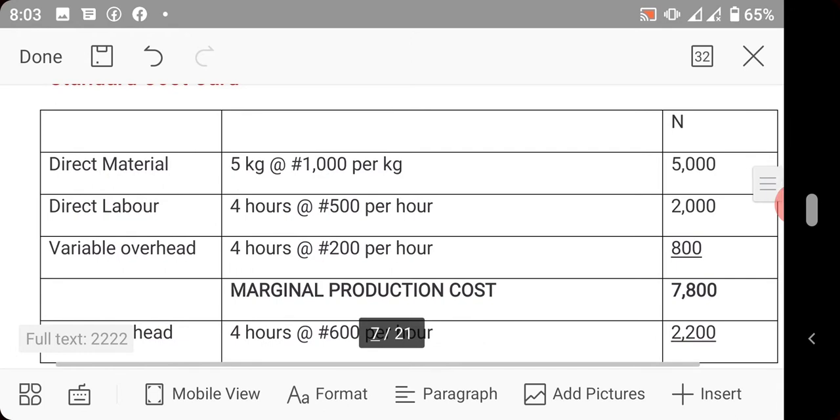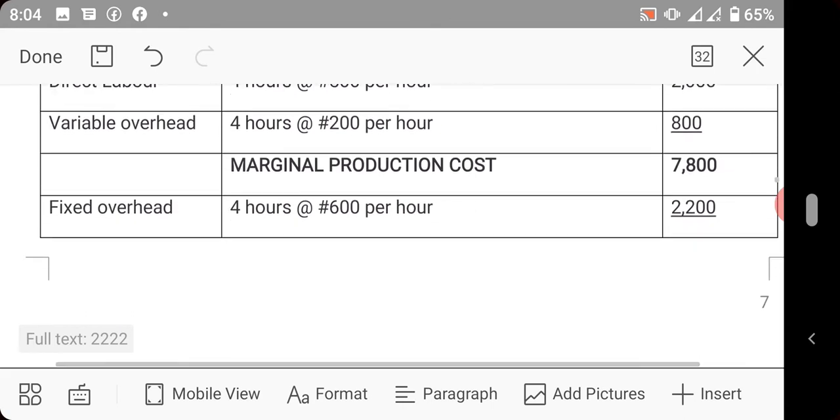You see, direct material is 5 kg at 1,000 naira per kg, 5,000. What this means is, to produce the finished goods, we will use 5 kg of raw materials, and each kg costs 1,000. So how much material we're going to be using to produce one finished good is 5,000 naira worth of material. So this is how a standard cost card looks like. I wouldn't waste much time here, so we'll progress further.